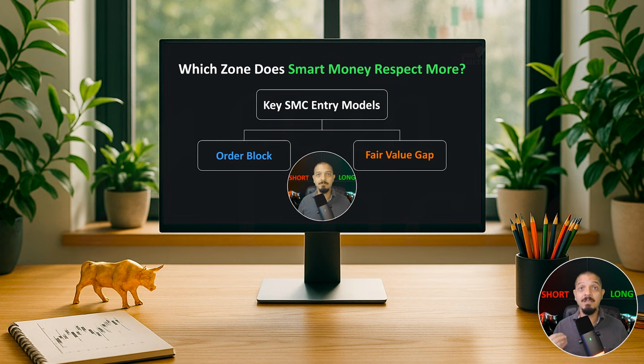To make this even clearer, I'm going to play a short clip that shows how price interacts with fair value gaps and order blocks, and how structural shifts guide the best entry choice. This will reinforce the logic behind the entries we created and show how the same principles repeat across different markets. Let's take a look.